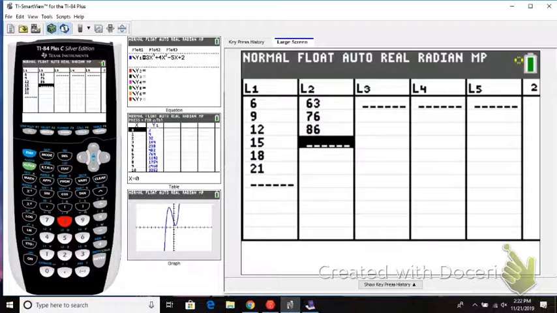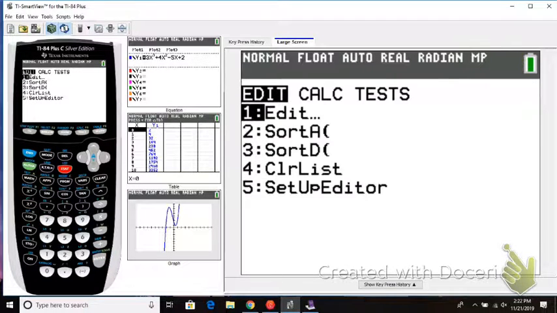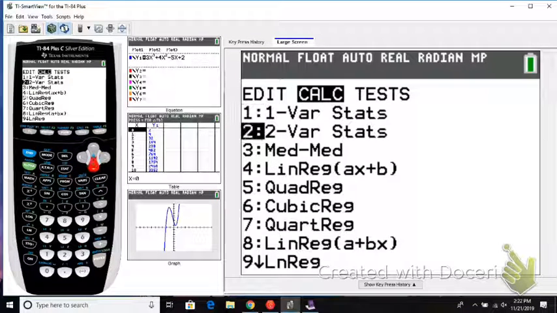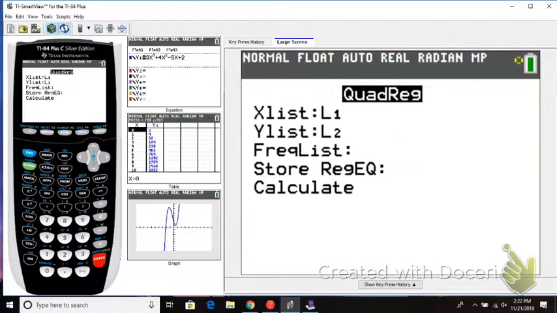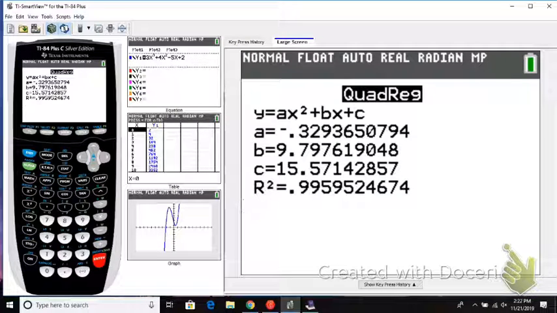Okay, here's what it should look like when you have all your information in, L1 and L2. And then I go to stat, and where do I go from here? Calc. Which one am I picking? Quadratic. Enter. Enter, enter, enter, enter. And you get your equation.